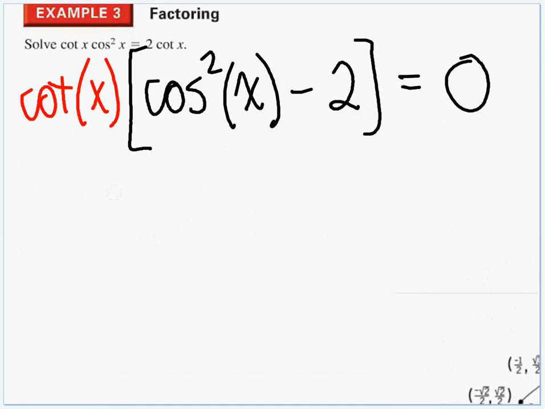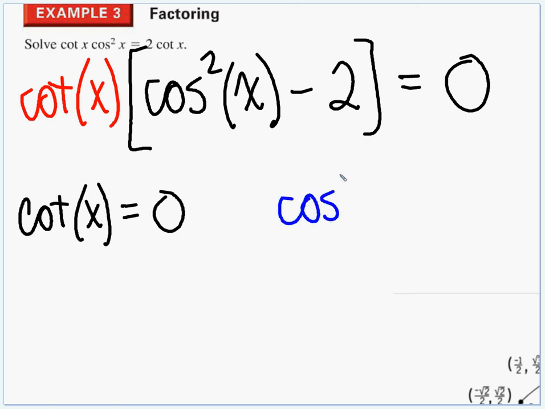So now, since we have multiplied factors equal to 0, we can set the first factor, cotan x, all by itself equal to 0. And then the other quantity, cos squared x minus 2, we can set that equal to 0.